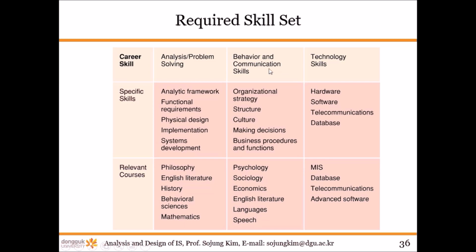And the behavior and communication skills, for which you need to have organizational strategy, understand strategy, structure, culture, and making decisions. Usually you can get this kind of skill by taking courses from the business school, right? And then technical skills: hardware understanding or development of hardware, software, telecommunications, databases, and so on. In this class, industrial engineering and systems engineering actually give you the opportunity, or will train you, to get these skills.